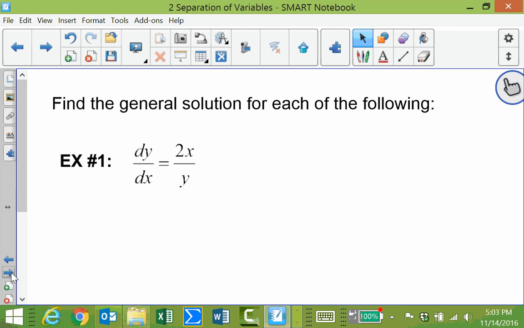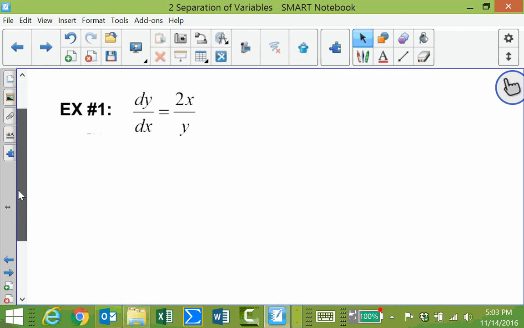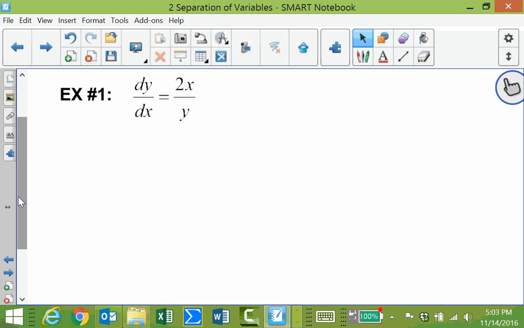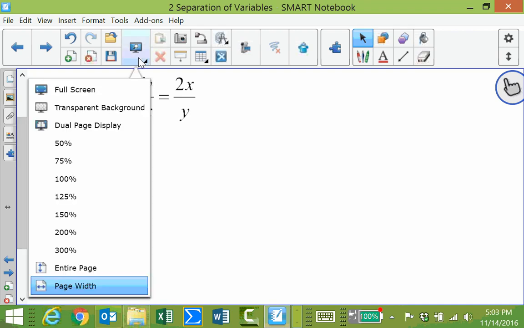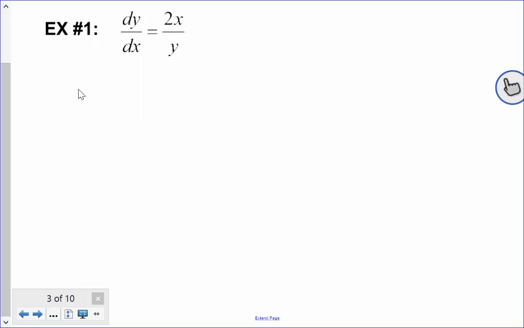So we want to find a general solution for all of the following. If you remember, a general solution is going to have c in it. And then we will also remind how to do the specific solutions. So for this example 1, we're going to split this so that we have the y's on one side and x's on the other. So that means we're going to multiply both sides by y, so we get y dy, and then we're also going to multiply both sides by dx. So we get 2x dx.